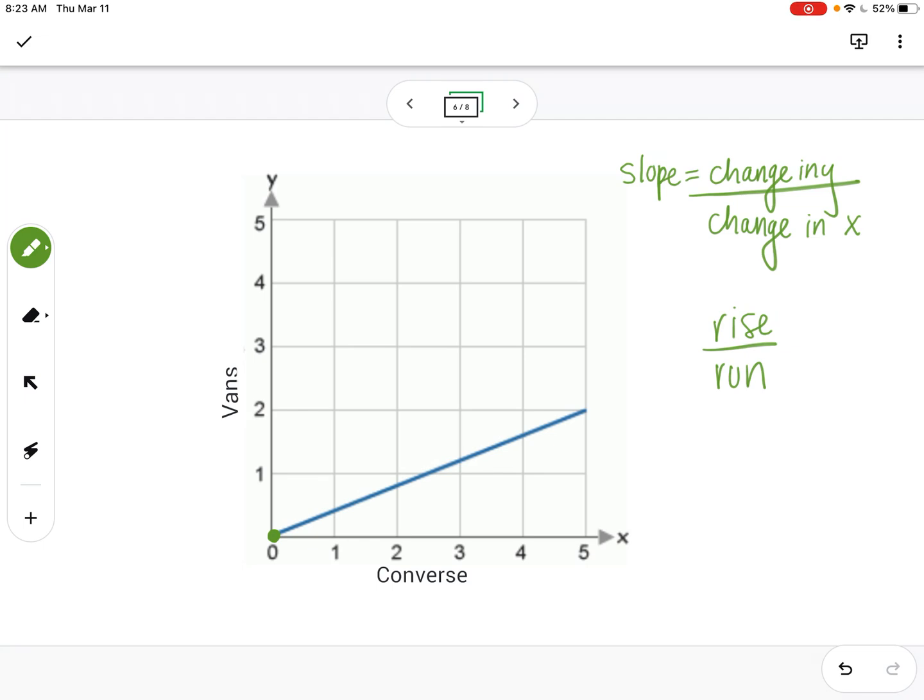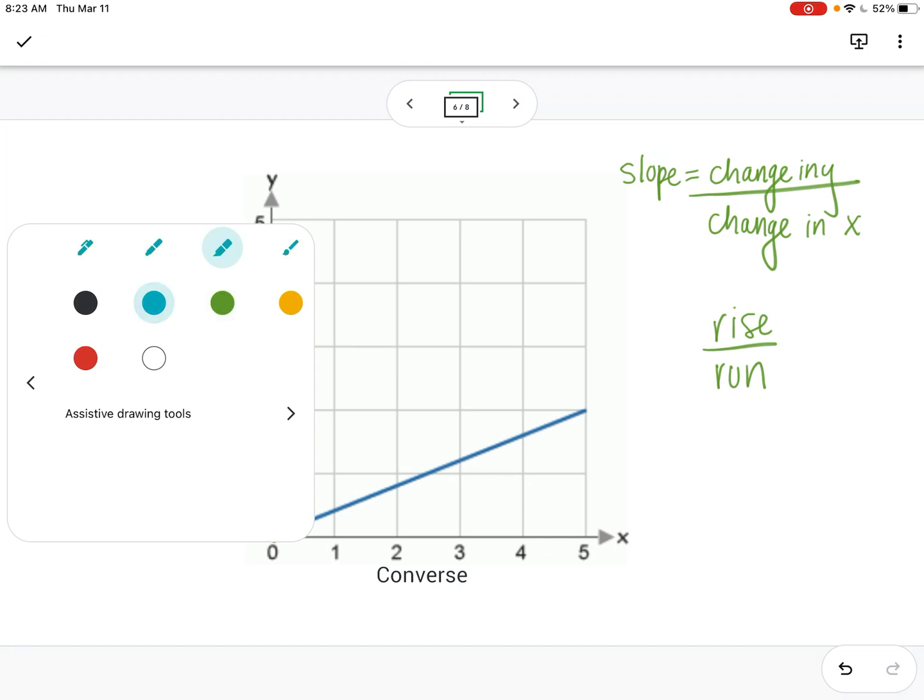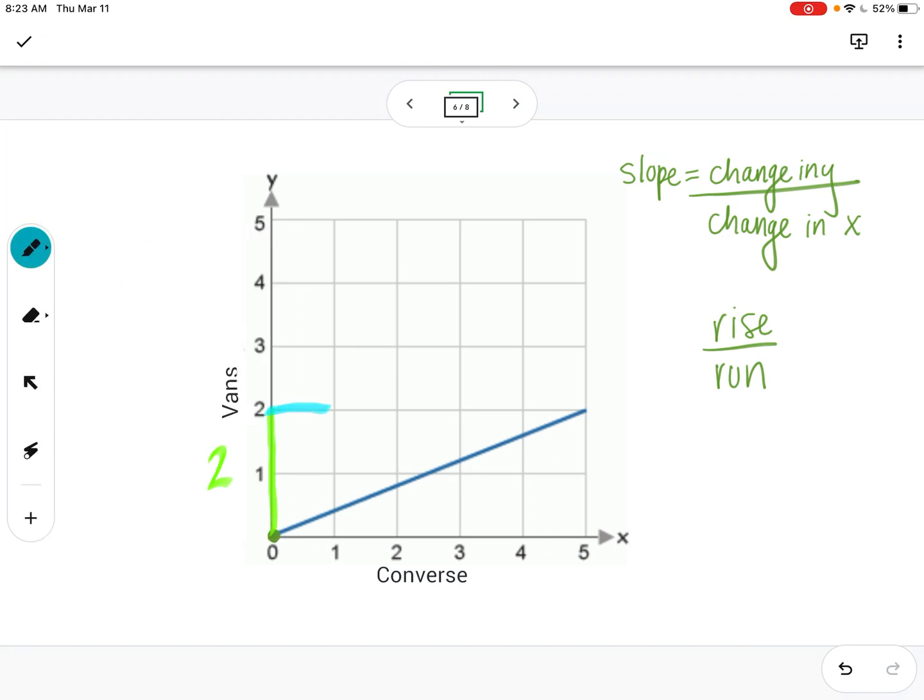So for example, I'm going to move from here and I'm going to rise 1, 2. And also look at your scale. In this case, it goes by 1, so I know that's 2. But if it was going by 2s, even though it was 2 boxes, it could have been 4. All right, so rise is 2. And then I'm going to run 1, 2, 3, 4, 5. And see how now that gets to a point of intersection right there?